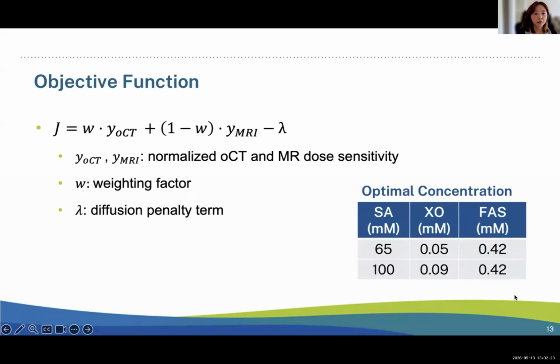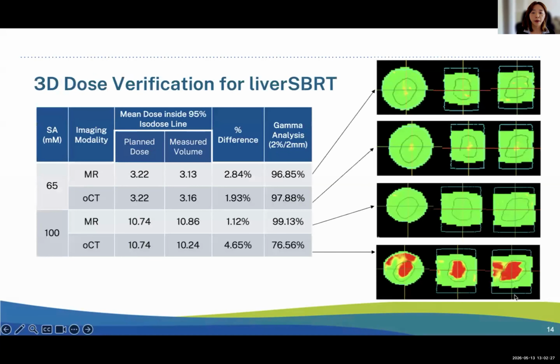Now that we've determined the optimal concentration, I fabricated FXO gel using this recipe and performed an end-to-end 3D dose verification study using a liver SBRT treatment plan to evaluate whether the MR-based readout could achieve performance comparable to optical CT. Overall, the results showed very good agreement between the measured gel and the planned dose distribution.